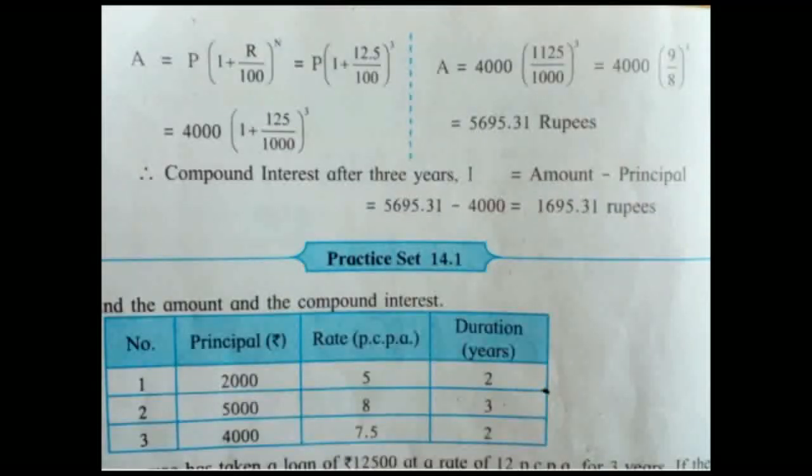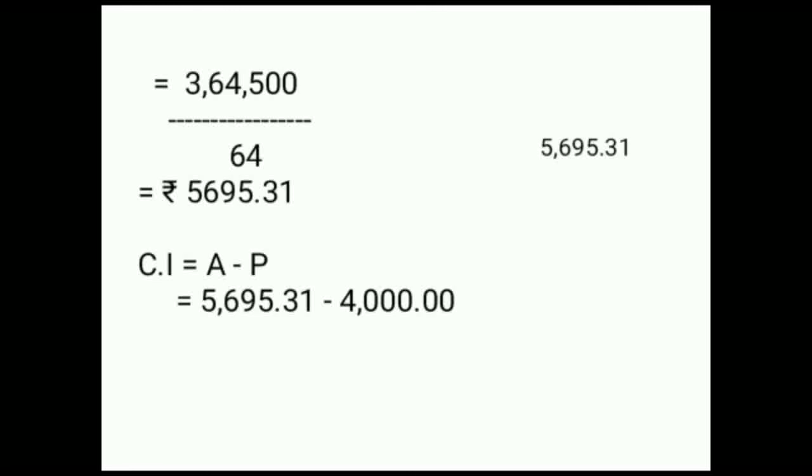Now you have to find compound interest. The formula of compound interest is amount minus principal. That is, compound interest is equal to 5,695.31 minus principal 4,000. If you are subtracting these numbers, the first number has a decimal point and the second number doesn't. If the second number doesn't have a decimal point, you have to take 0.00 if you want to subtract. That is 5,695.31 minus 4,000.00.